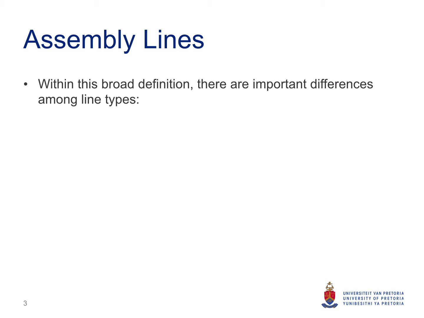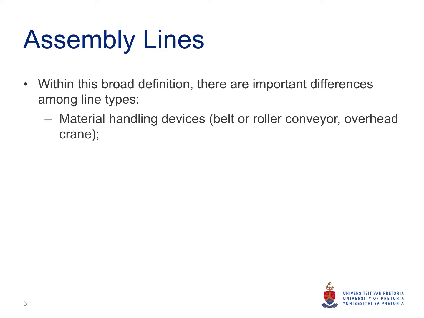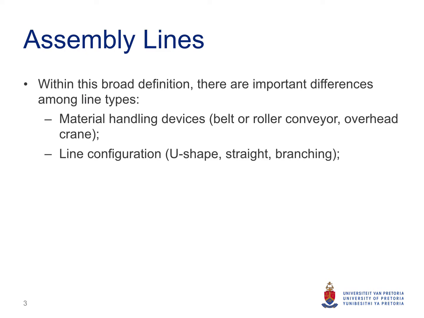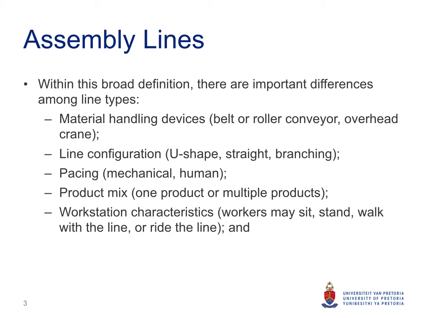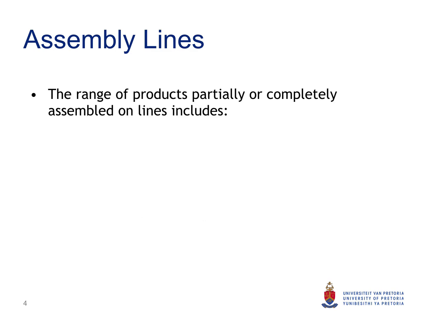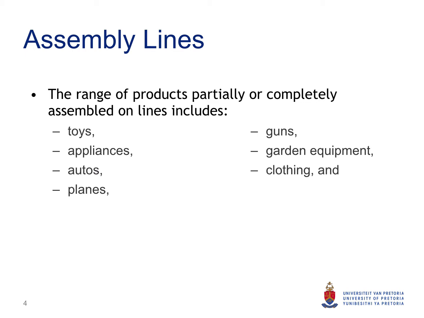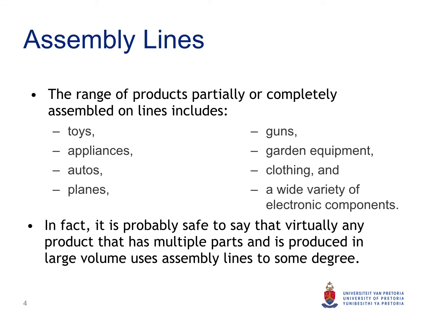But there are different types of assembly lines, depending on the method of material handling, the line arrangement, how the process is paced, does it handle one or several products, the workstation setup, and the extent of the line. Typical products assembled on assembly lines include toys, labor-saving devices, cars, aeroplanes, weapons, garden equipment, clothing, and many electronic components, products. We can say without fear of refutation that most products with many parts are assembled on assembly lines.